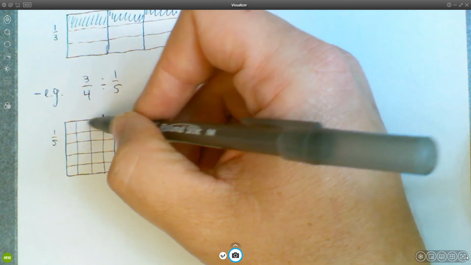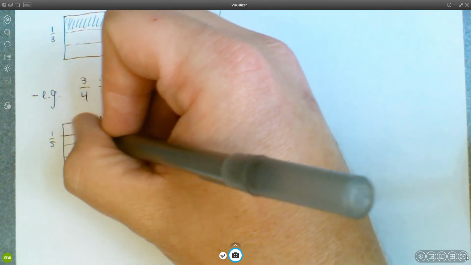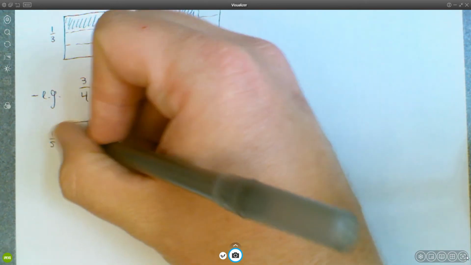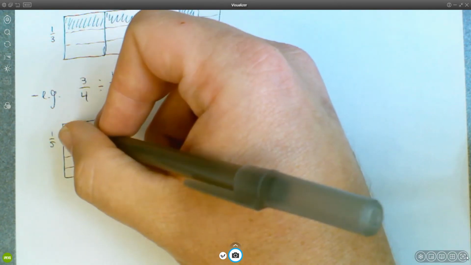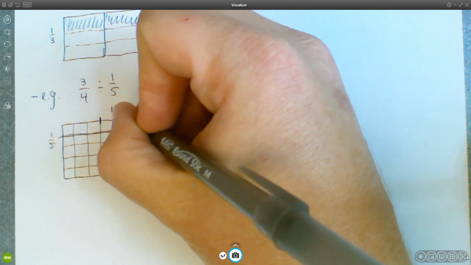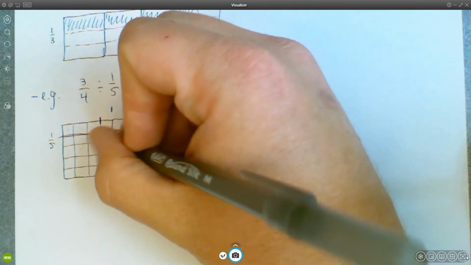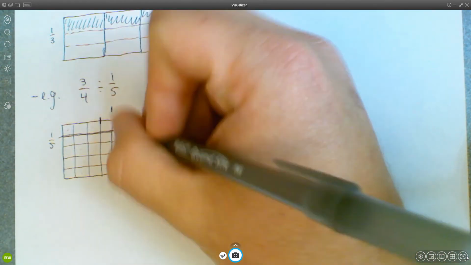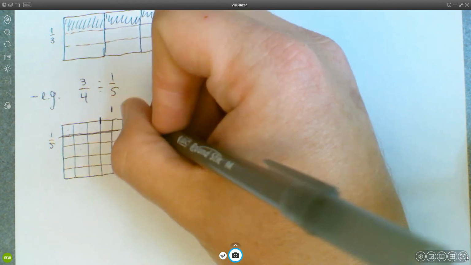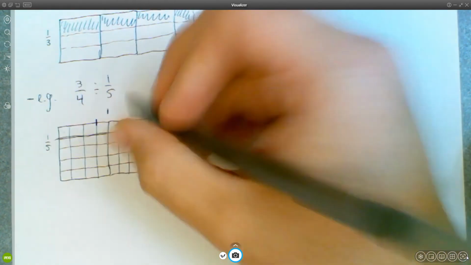So I'm looking to shade in 15 of these small little rectangles, but I'm not allowed to shade below this 1/5 line. So if I shade across the top, I get 1, 2, 3, 4, but that's not nearly enough because I need 15 of them. So if I give myself another unit, well, now I'm going to have 1, 2, 3, 4, 5, 6, 7, 8. That's still not enough.